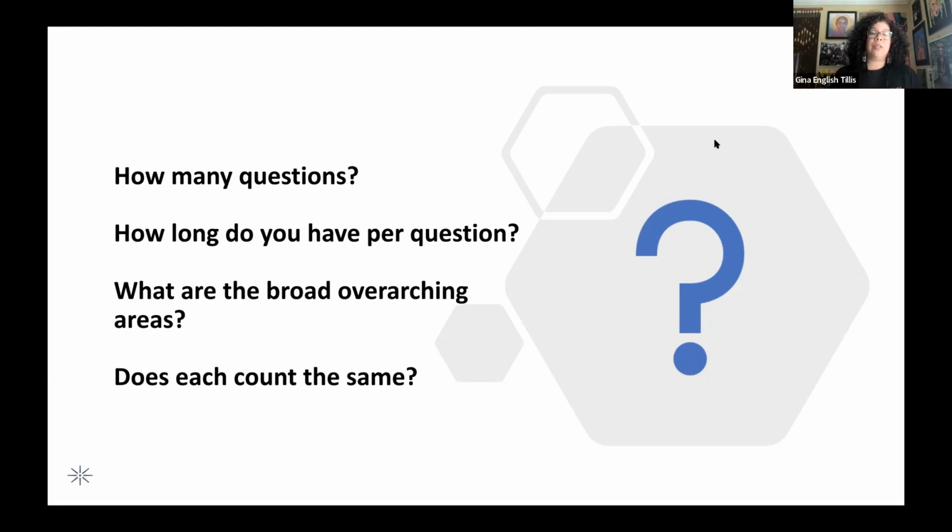Some questions you may have a long passage, and some you'll have a small multiple choice question. For the multiple choice questions, you want to get those in around 30 or 40 seconds, so that for the questions with the longer passage, you have a little bit more time. Each question counts the same, and you already know the broad overarching areas are reading, writing, and listening, and I think those are the main things.